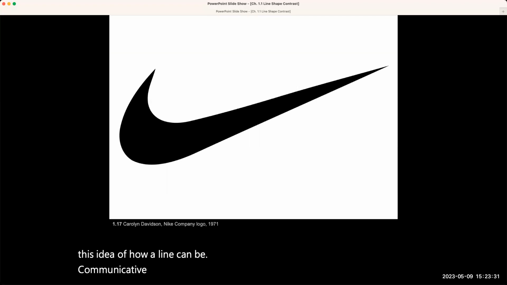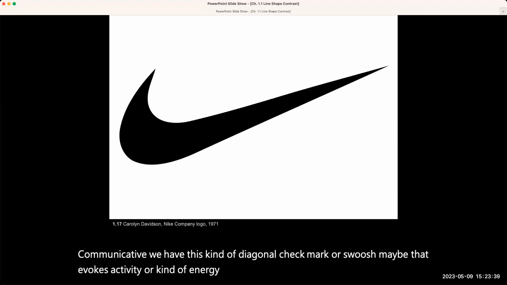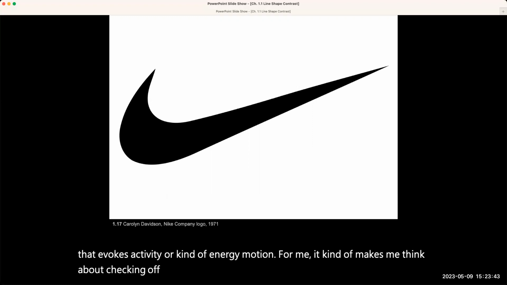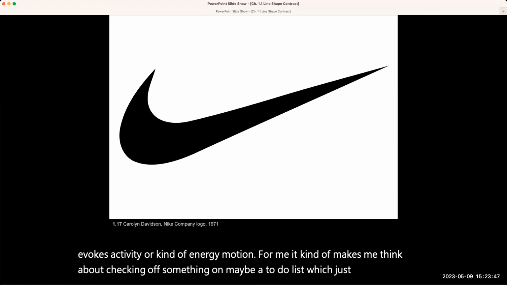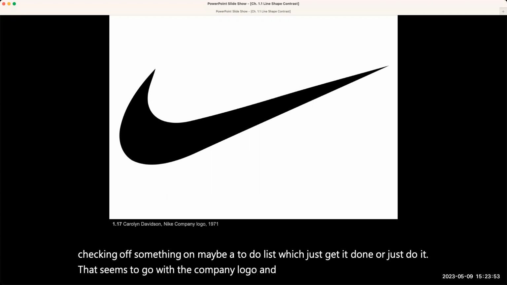We have this kind of diagonal check mark or swoosh. Maybe that evokes activity or kind of energy, motion. For me, it kind of makes me think about checking off something on maybe a to-do list, which, just get it done or just do it. That seems to go with the company logo and motto there.